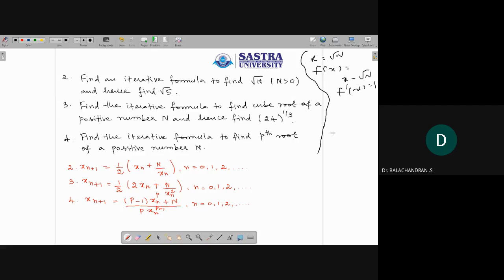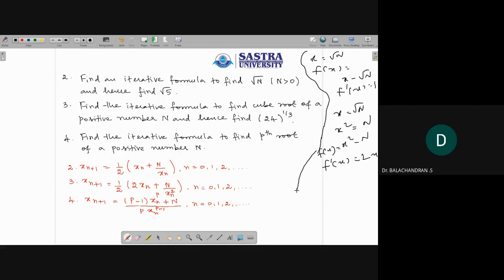Let's take x is equal to root n. If you square, x square equal to n. Now we will take the difference between these two, x square minus n. That is the difference. So let us take this as our f of x, and hence f dash of x is equal to 2x.